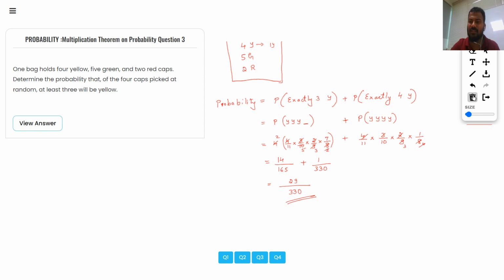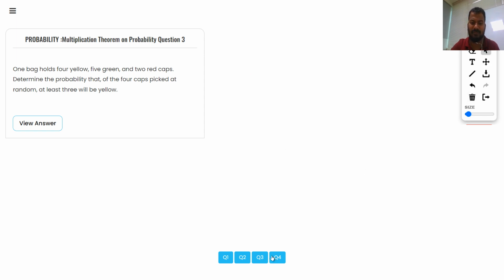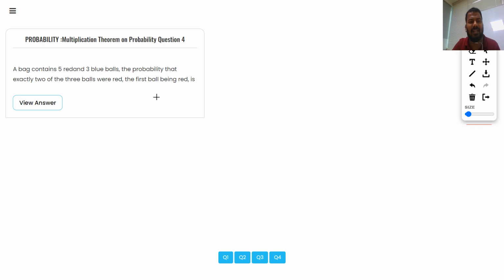Now let's move on with the next question. A bag contains 5 red and 3 blue balls. The probability that exactly 2 of the 3 balls were red, the first being red, is. Yes, now here you can try applying the multiplication theorem, or even you can apply it in a normal way. Okay, I'll just write down the setup of a bag: 5 red and 3 blue balls.